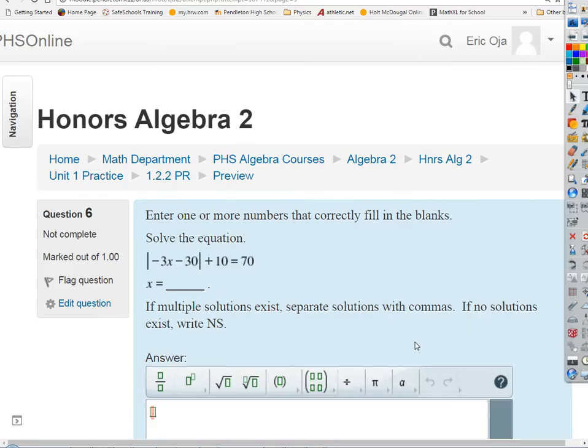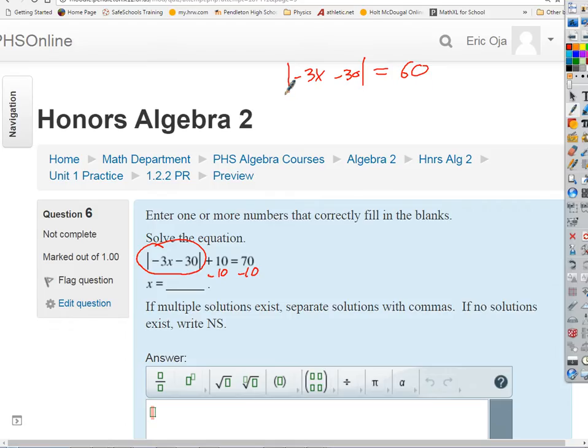All right, for the first time, we're in a situation now where we need to do a little algebra before we can make our trade of the absolute value equation for two regular equations. We've got to get the absolute value by itself on the left side of the equation, and so that means we've got to get rid of this 10. So we'll subtract 10 from both sides first, and that's going to give us the absolute value of negative 3x minus 30 equals 60.